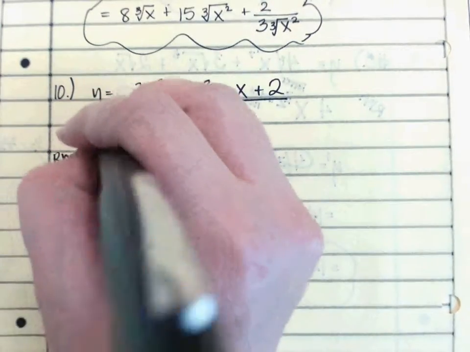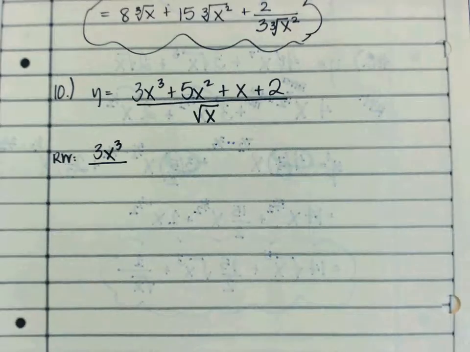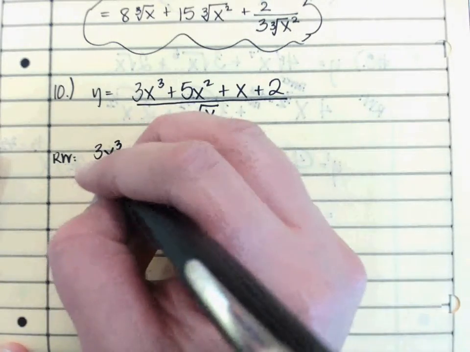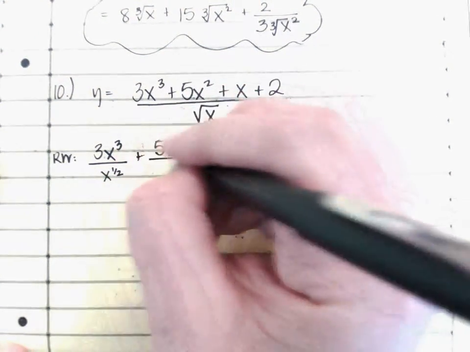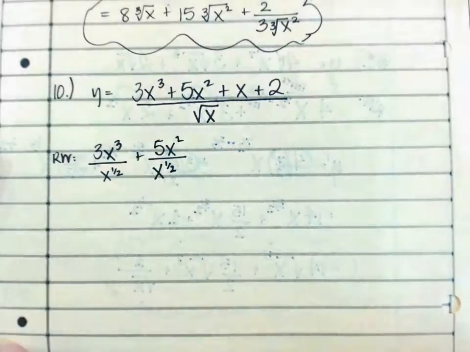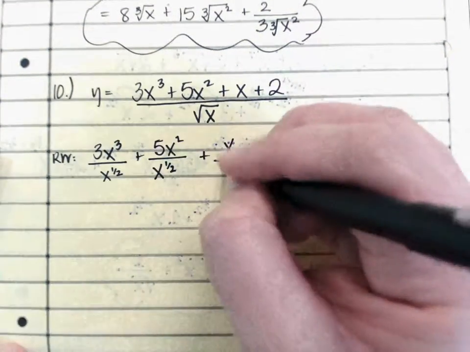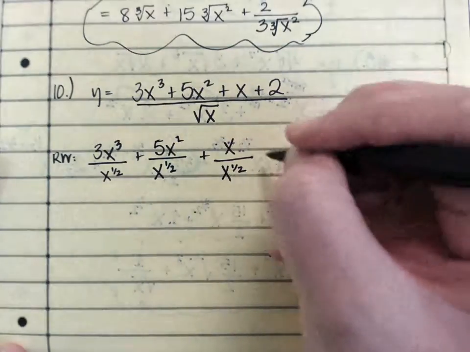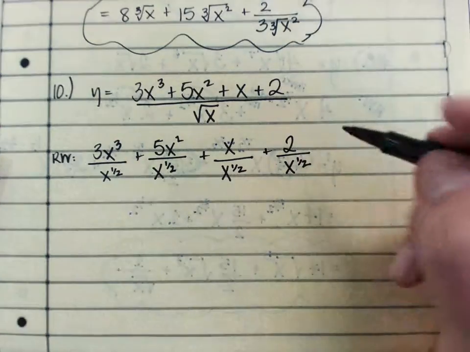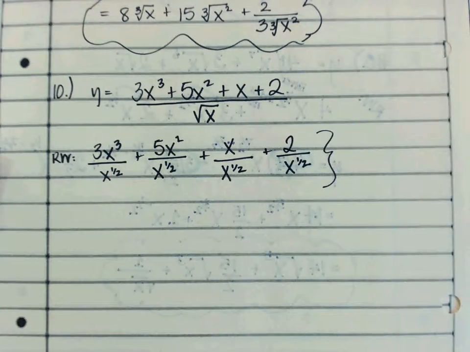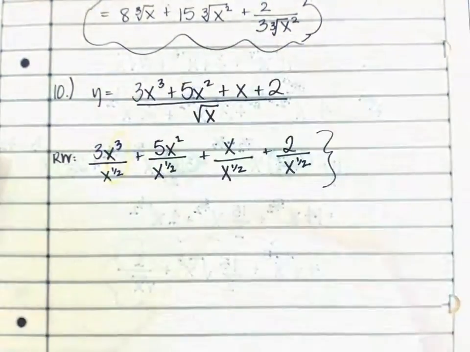3x cubed over, what is root x the same as? x to the half, good. Okay, then I'll have plus 5x squared over x to the half, plus regular x over x to the half, and then plus 2 by itself over x to the half. And then you'll have to reduce each one of those to make it a single power rather than leaving it as a fraction with x's on top and on bottom. Now, what is the goal with the exponents? What do we want to do with them?